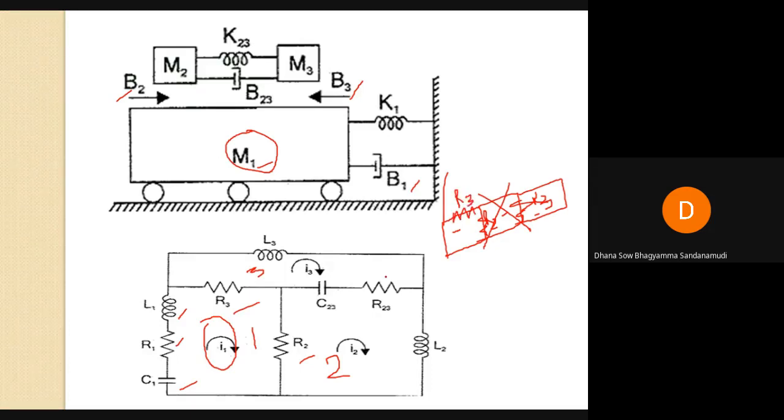R3 should be here. Okay, it is not necessarily that R3 should be here. You can draw R2 also, here you can draw R3. It is not going to change anything. The only thing is R3 should be common.